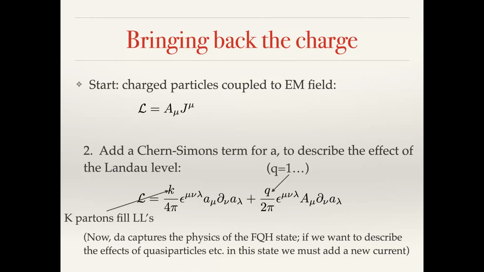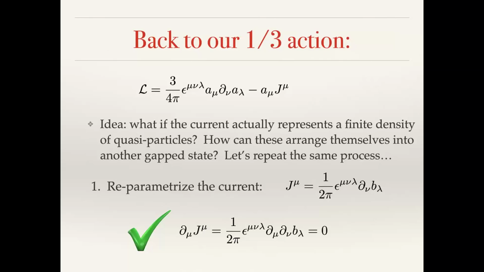And now, okay, so now this is an action, and this is just describing my 1/3 state. And if I wanted to add quasi-particles on top of that, I would now have to put in a new current that couples to this little a gauge field, okay? And so let's add this current here, right? So now I've actually dropped my electromagnetic field, and I've said, now these anyons that are coupled to little a, well, there's going to be a bunch of them, and I'm going to need to describe their background state. And we just play this game all over again.